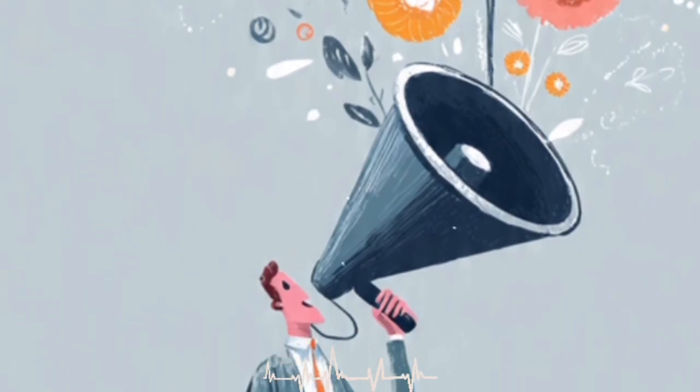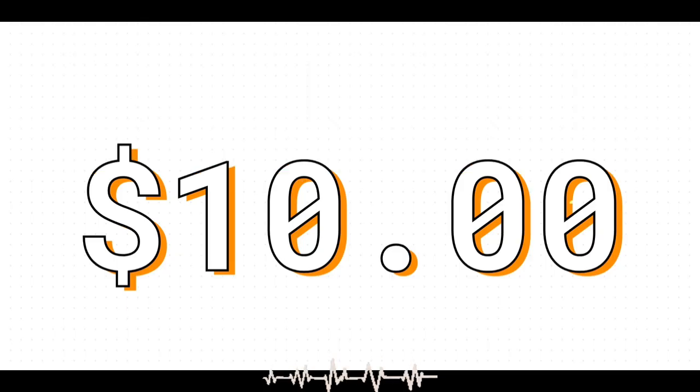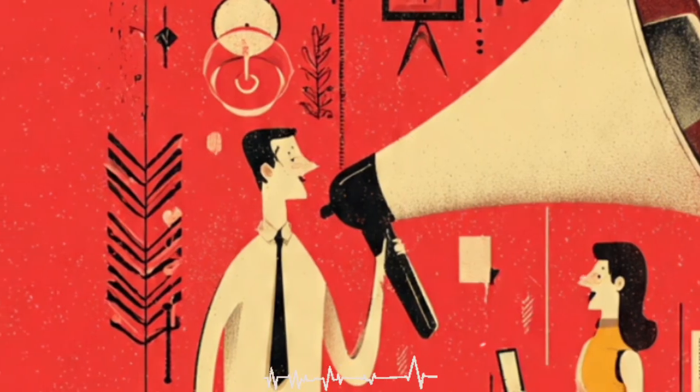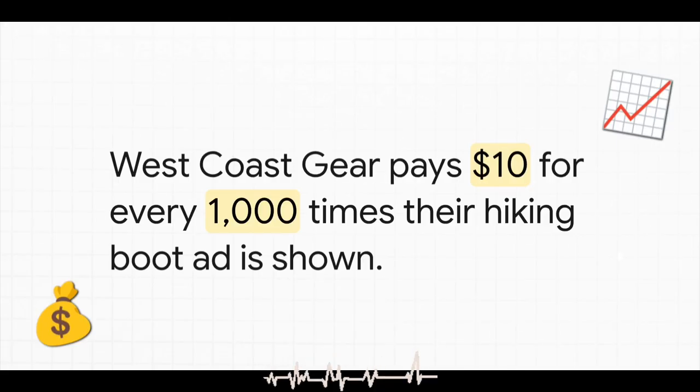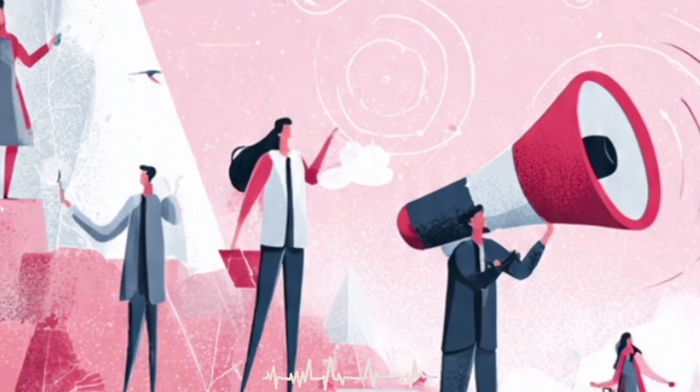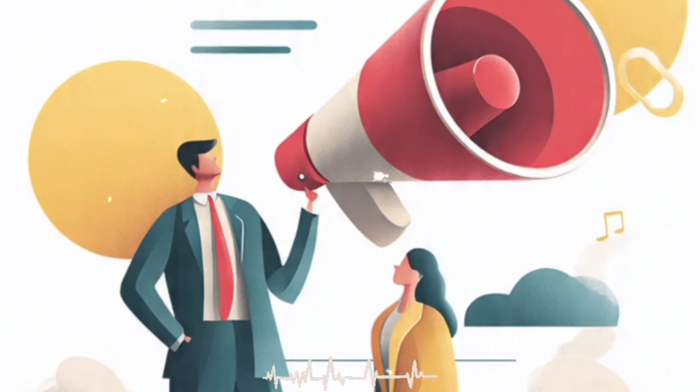It's all about cost. And for West Coast Gear, in our little story, the price they've agreed to pay is a nice round $10. So you can picture it. Every single time their cool hiking boot ad gets seen 1,000 times, a $10 bill comes straight out of their marketing budget. It's a super straightforward way for them to track exactly what they're spending to get the word out.